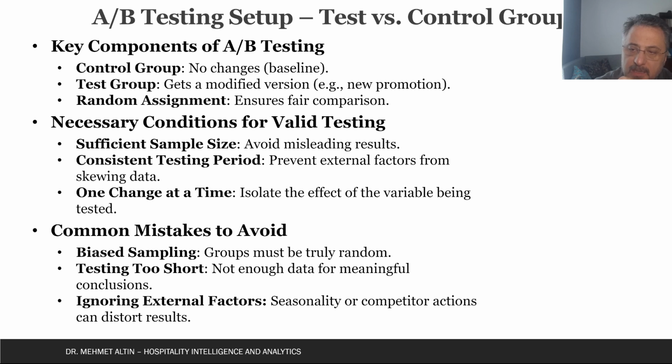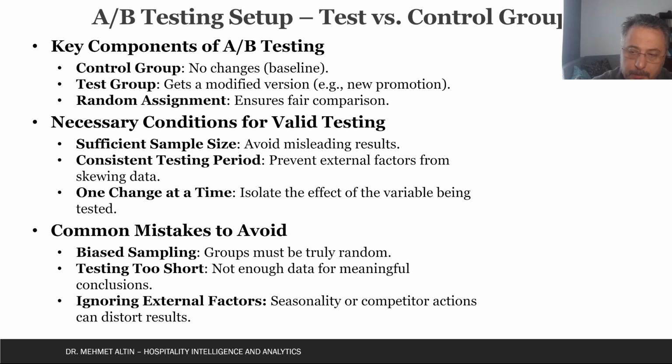Another big mistake people make is running tests with too few participants. If only 10 people book a room under each condition, one extra booking in either group can drastically change the results. That's why we need a large enough sample size to ensure findings are reliable. Another key factor is the duration of the test. Running tests for just a few hours won't work, especially in hospitality where demand fluctuates daily. A proper test runs long enough to capture booking trends. It could be from a few days to a few months, depending on the outcome you want to measure.